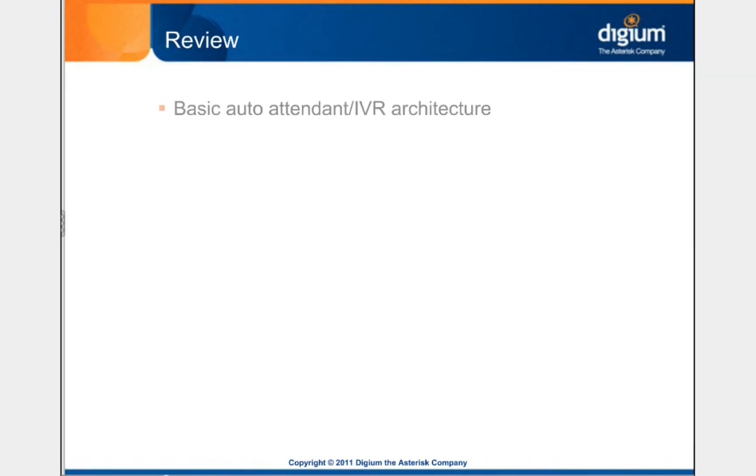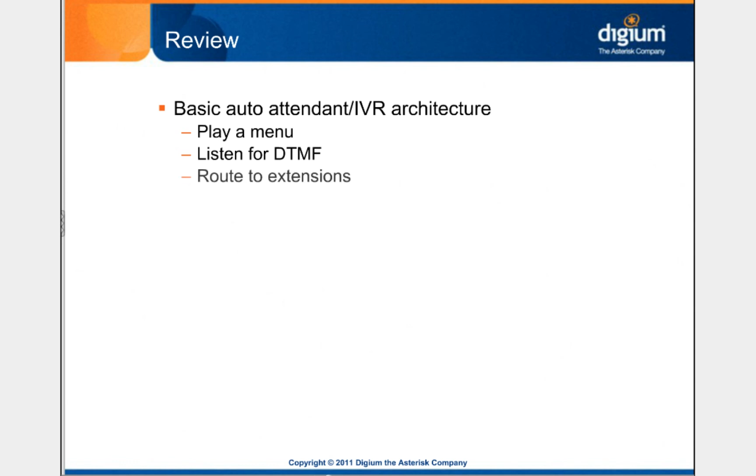In this module, we explain the basic architecture for auto attendant, or IVR, functionality in the Asterisk dial plan. We've shown how to play a menu, listen for DTMF input, and route to extensions. We've also introduced the invalid and timeout special extensions along with the GoTo application. In the following modules, we'll discuss these concepts in greater detail. In the next chapter, we'll explain timeouts.